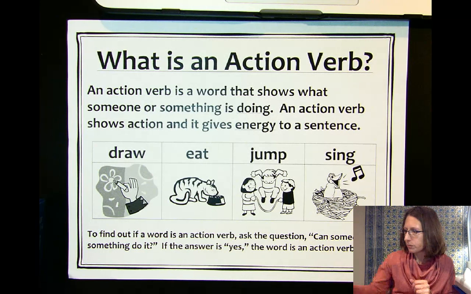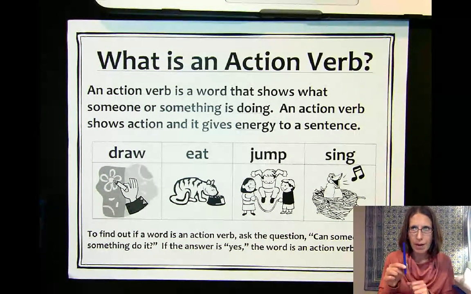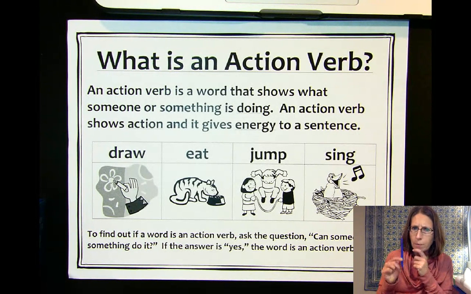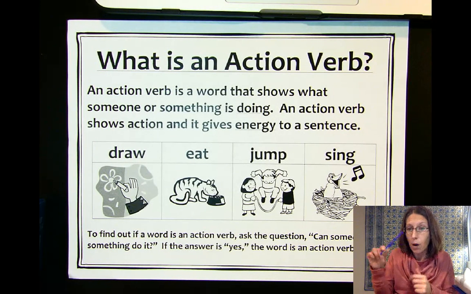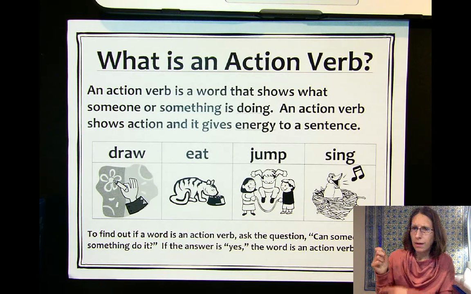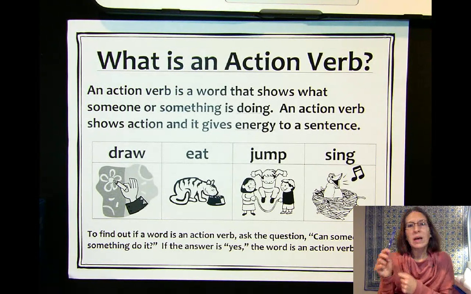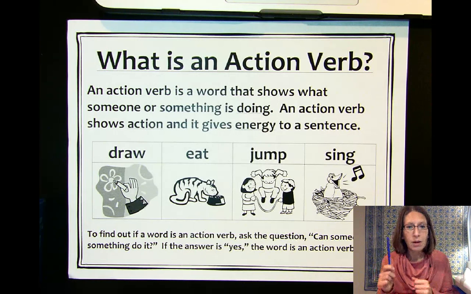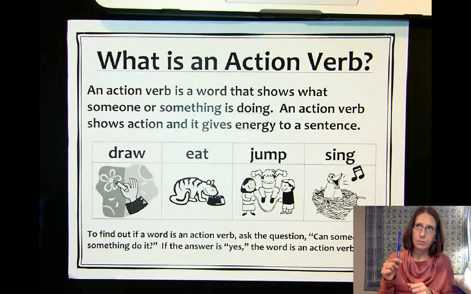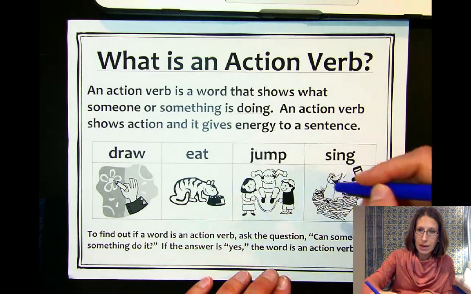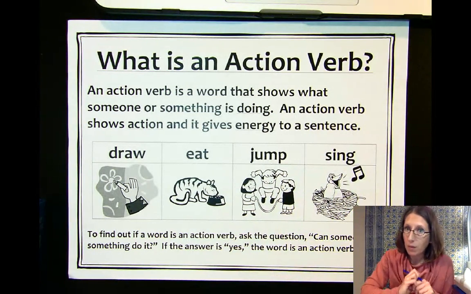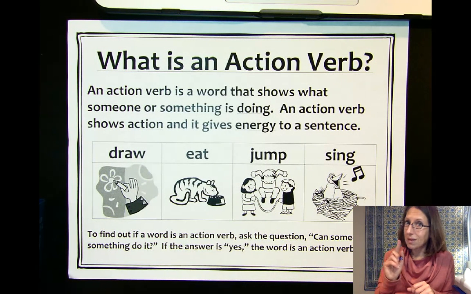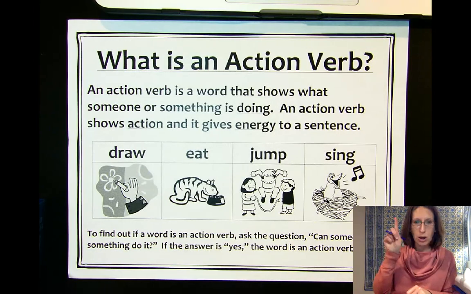For example, I have a pen here. Let's see, pen. Hopefully we already know what kind of word pen is, what part of speech. We learned about it before. But I could say, well, can someone or something pen? No. Second graders, what kind of a word is pen? Yeah, it's a noun. And a noun is a person, place, or thing, or an idea. But this is a thing, so a pen is a noun. It would not be a verb. Now, if I were to use the pen to write my name, can someone or something write? Yes. If the answer is yes, it's an action verb.